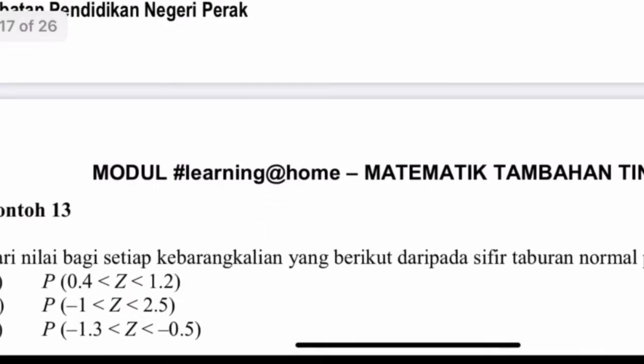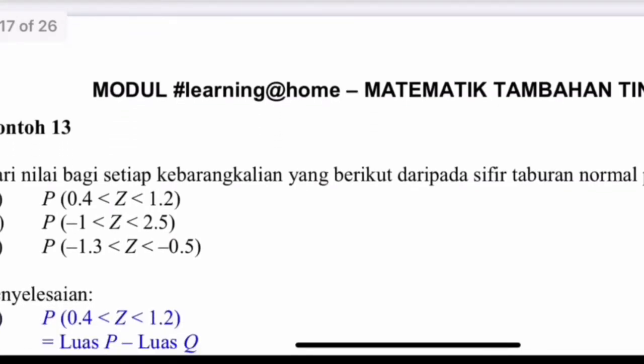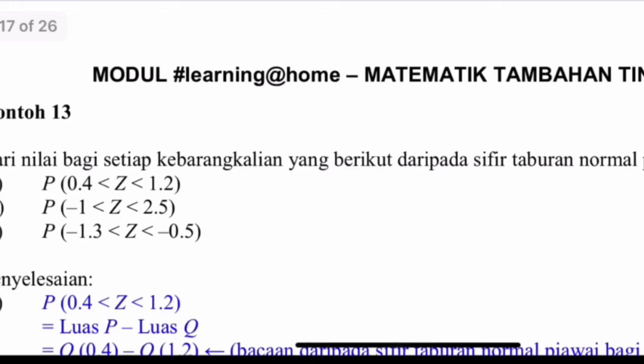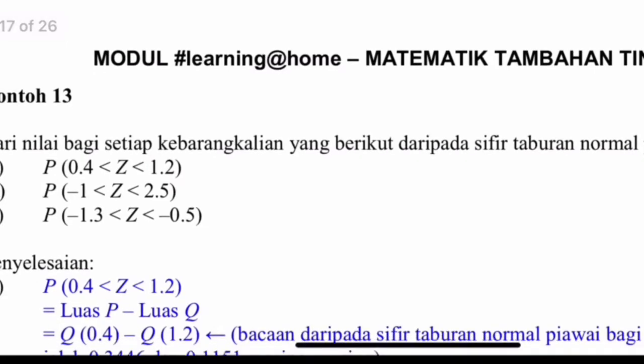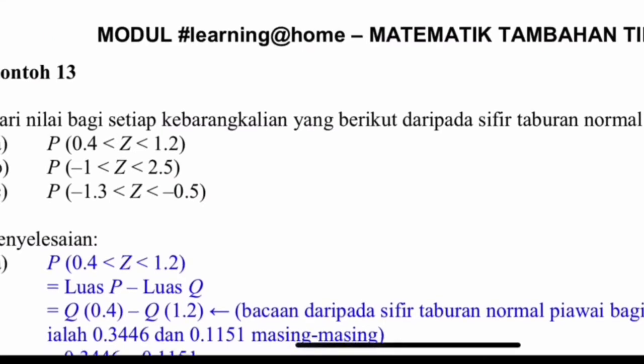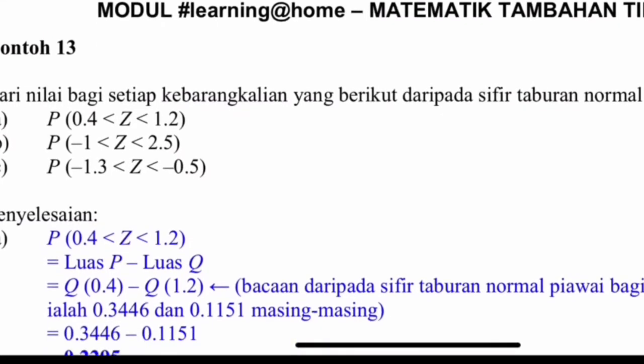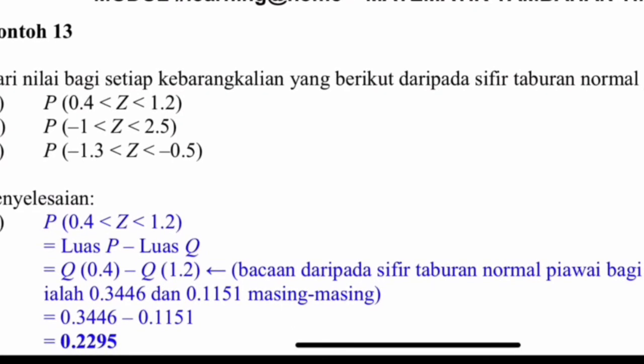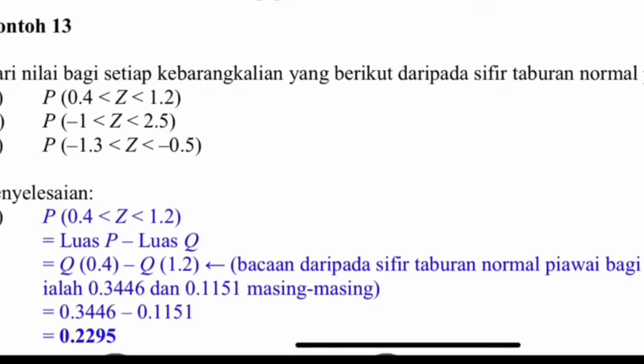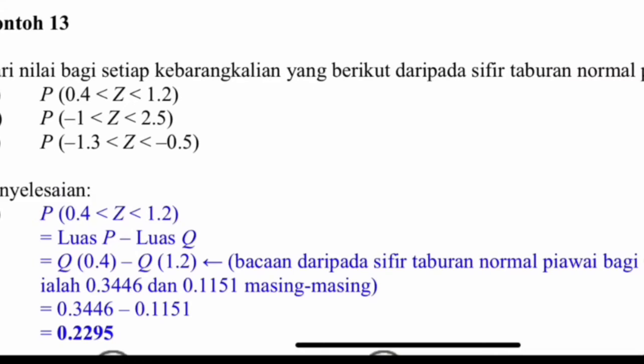We have 3 examples. The first one is to find the probability for z score from 0.4 to 1.2. It's in between. When it is in between, you have to subtract. The second is from -1 to 2.5, one negative and one positive, and the third is both negative, -1.3 to -0.5.